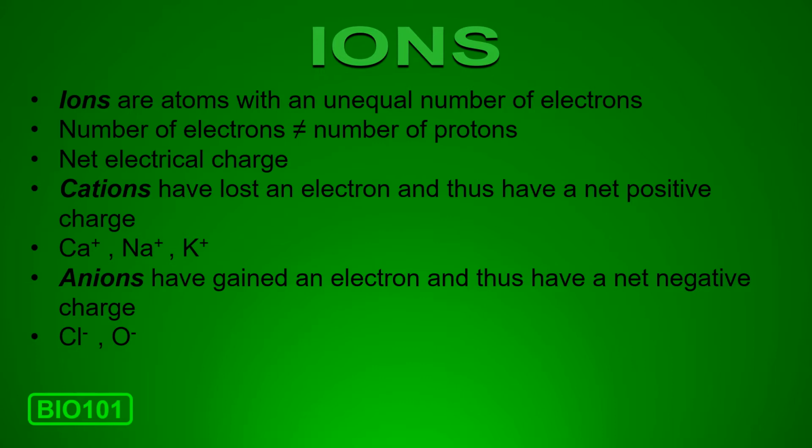So remember that ions have an unequal number of electrons. So if you have an atom that has a net negative charge, that's an ion, or a net positive charge, that's an ion. So in other words, the number of electrons does not equal the number of protons. So there's a net electrical charge, and you'll recall that we used the word cation to describe an atom that has lost an electron.